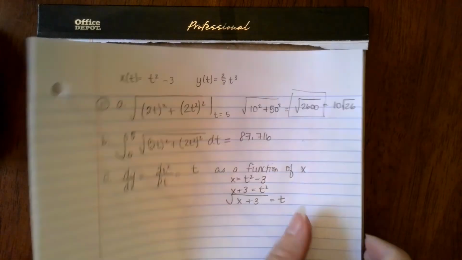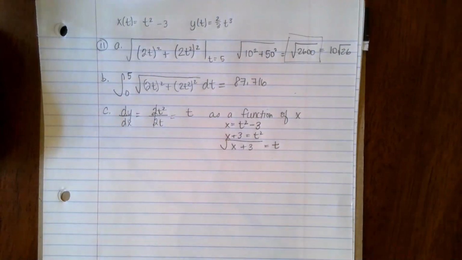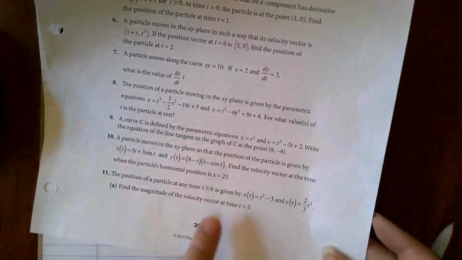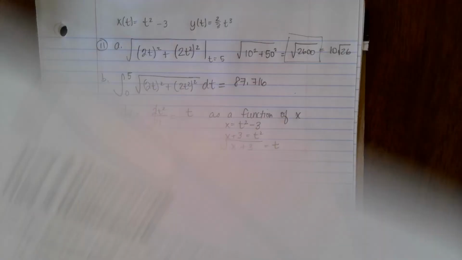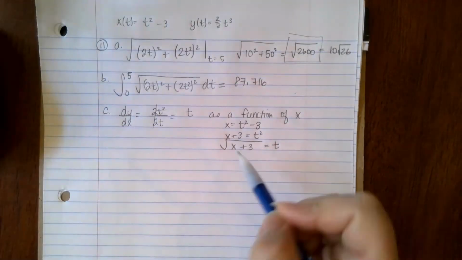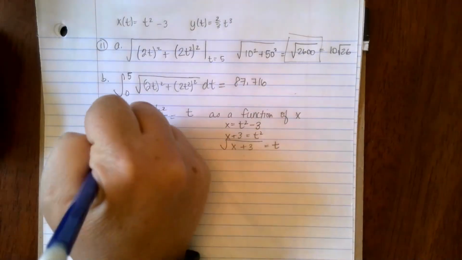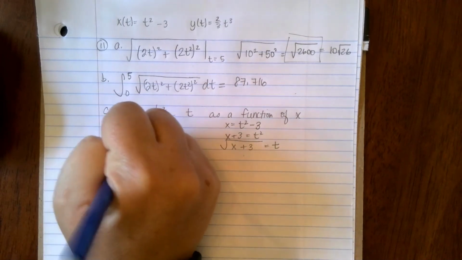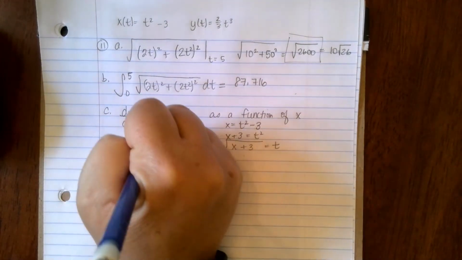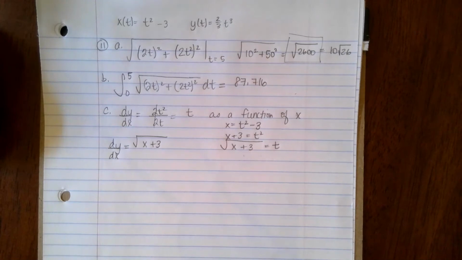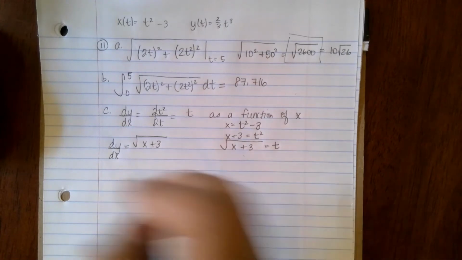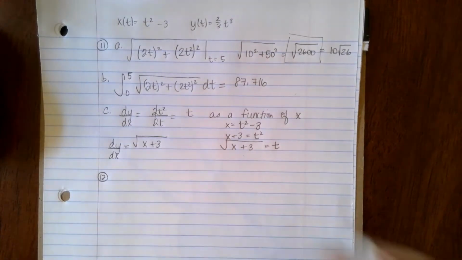Now, how do I know that it is positive and not negative? Well, over here, we said t is greater than or equal to 0. So if t is greater than or equal to 0, then t's got to be positive. So your dy/dx is equal to the square root of x plus 3. Done. All right, moving on to number 12.